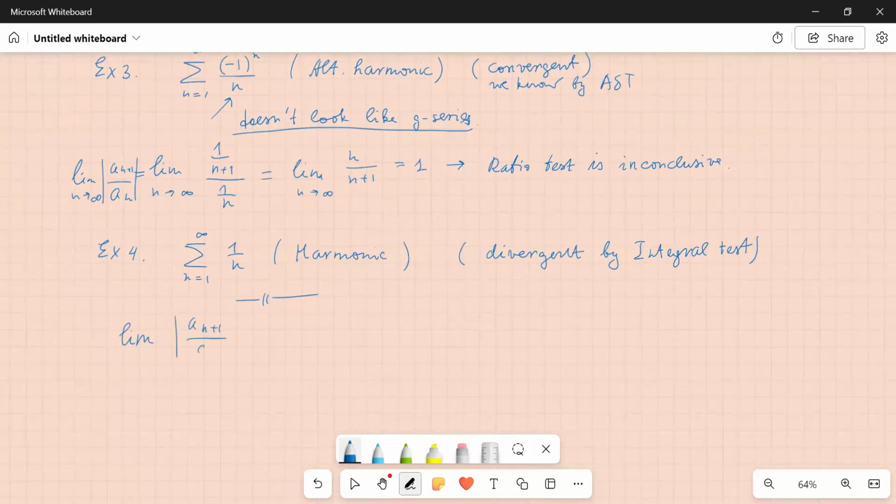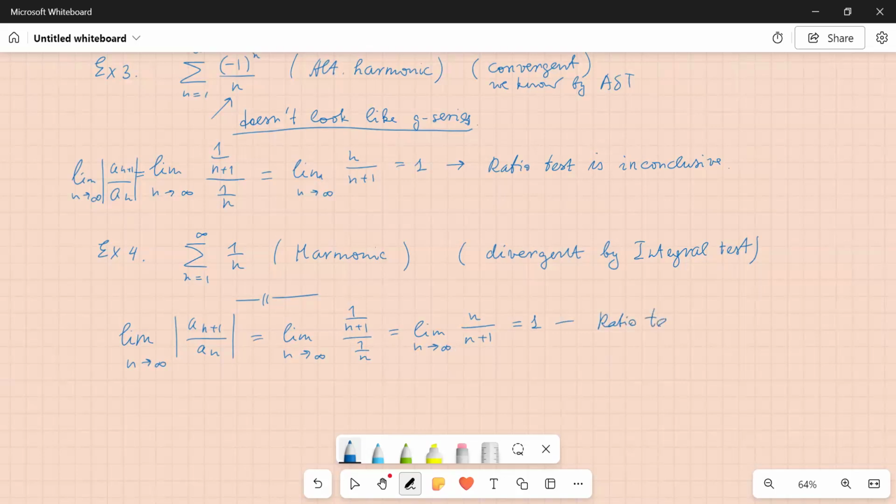a_{n+1} over a_n as n goes to infinity. That's going to be the limit. 1 over n plus 1, 1 over n, n goes to infinity, and we are going to get again the very same limit, n over n plus 1, and you probably already see that the limit is equal to 1, and the ratio test is inconclusive again.